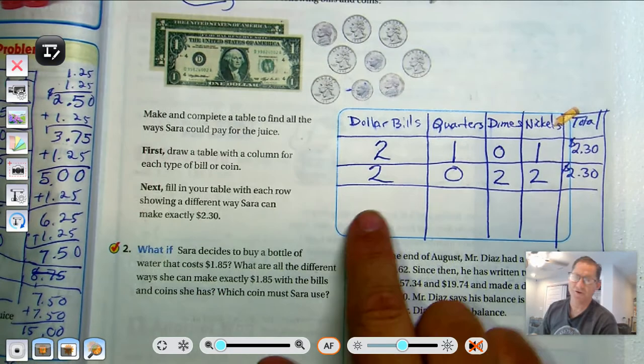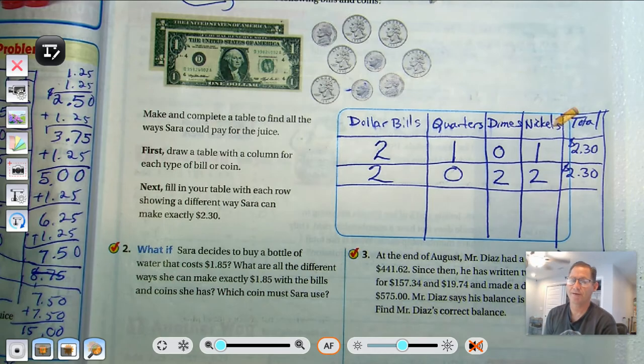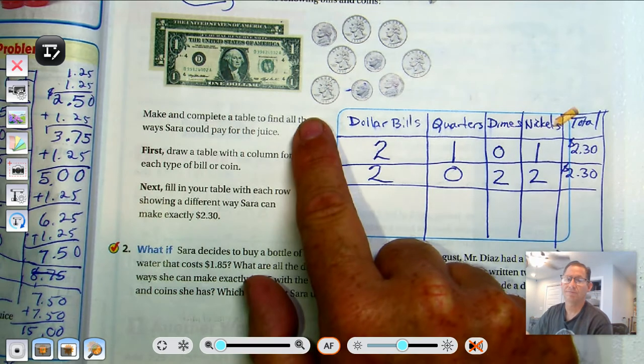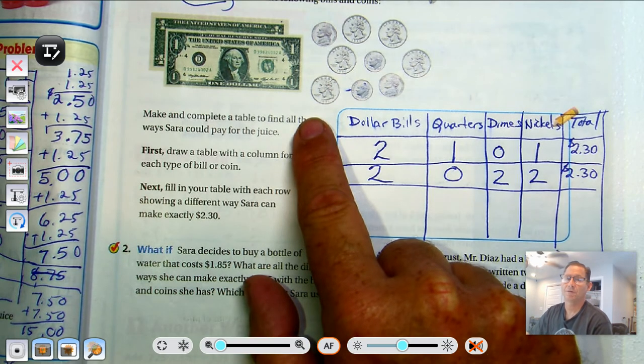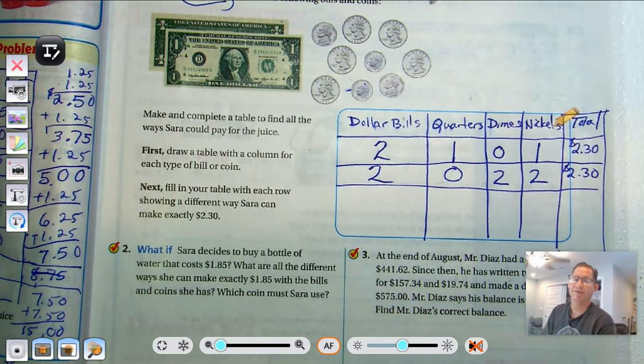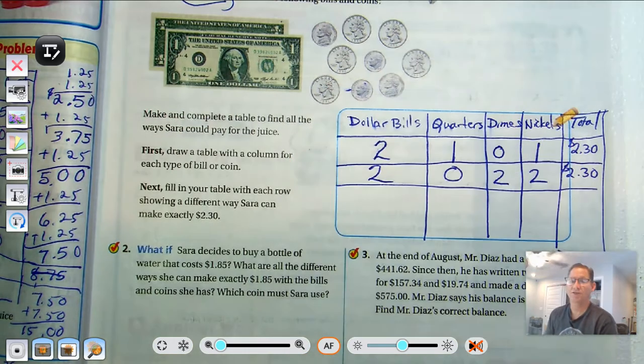Now, somebody might be in your head saying, "Oh, I can use $2 bills and 3 dimes. That's $2.30." You're right, it is $2.30. But does she have 3 dimes? No. We have to use the coins and dollars that she has. Okay, we're just not trying to come up with totals for $2.30. We're trying to come up with $2.30 based on the amounts she has.